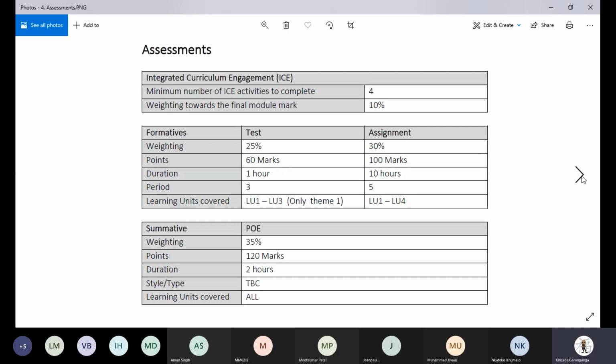I'll also be giving you some kind of clarity in terms of whether it's actually going to be a portfolio of evidence at the end of the day, or an actual exam that you're going to be writing as far as this particular module goes.